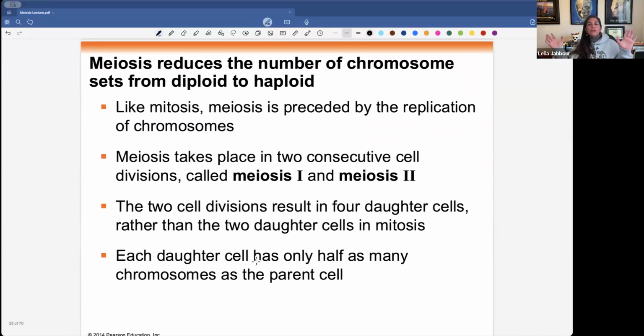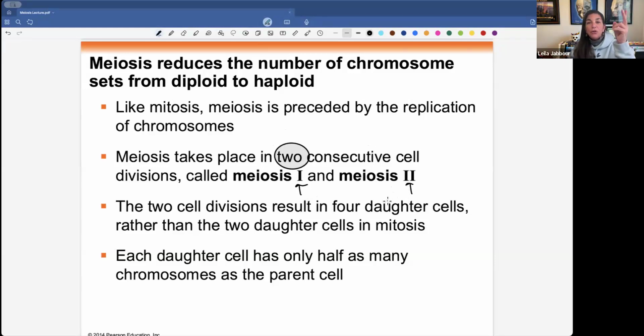Okay, so meiosis reduces the number of chromosomes from diploid to haploid. Like mitosis, meiosis will be preceded by the replication of chromosomes. I had mentioned that before any cellular division, we double up on everything. So we need to have two consecutive cell divisions called meiosis 1 and meiosis 2.